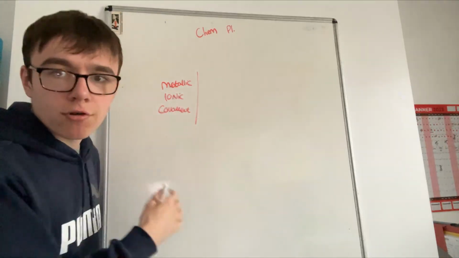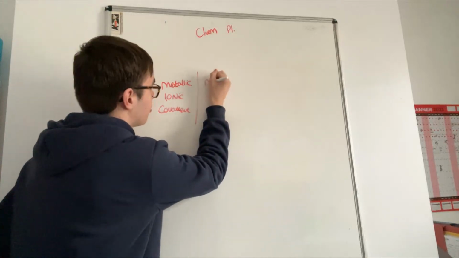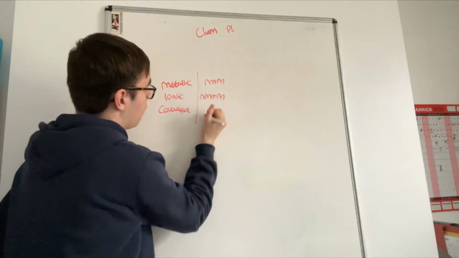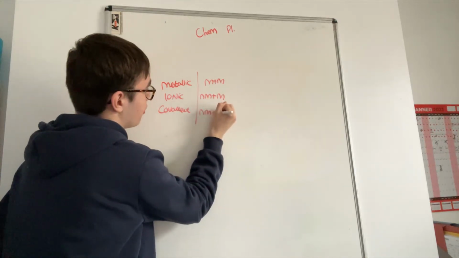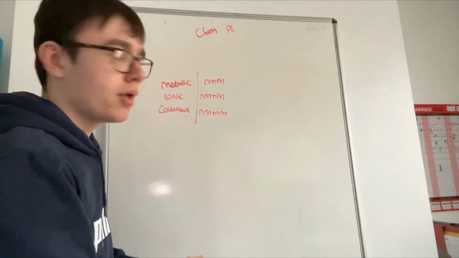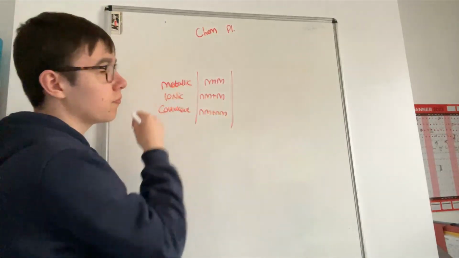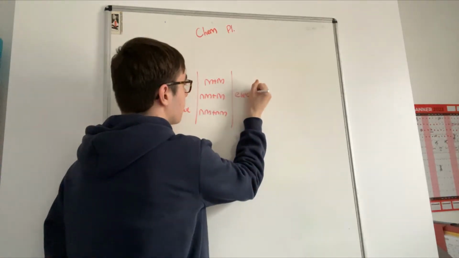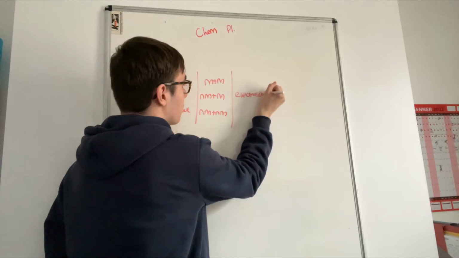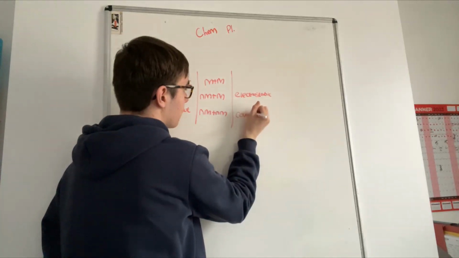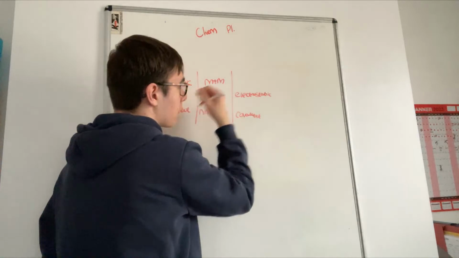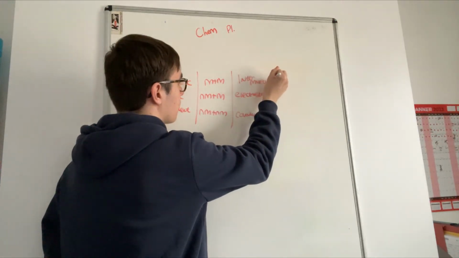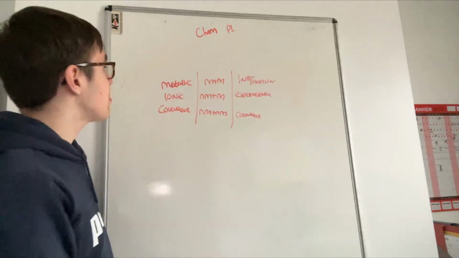So, there are different types of bonds. There is metallic, which is a metal and a metal. Ionic, which is a non-metal and a metal. And covalent, which I believe is a non-metal and a non-metal. Now, please correct me if I'm wrong here. I believe these are the things.